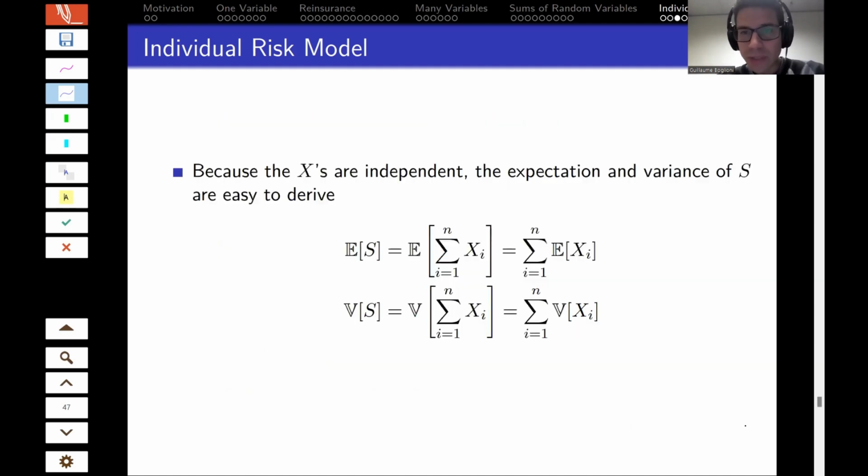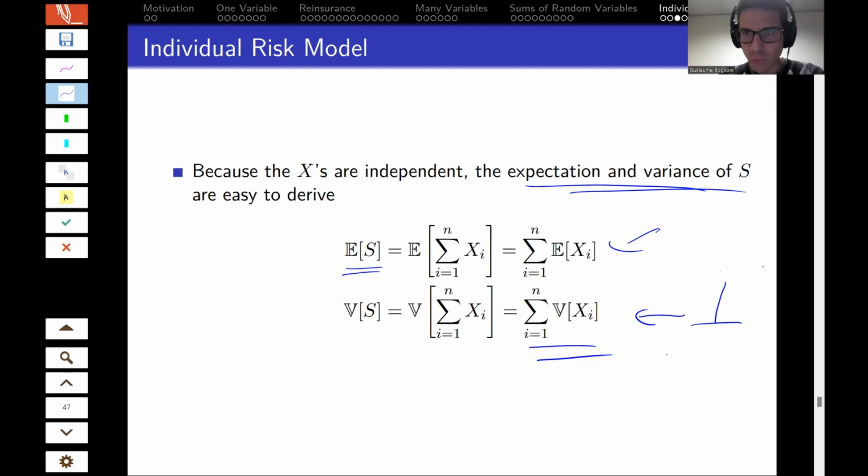Because of independence, it's very easy to get the expectation and variance of S, so I'm not going to spend any time on this. As you know, for the expectation of S, you don't even need independence. The expectation of a sum, independent or not, is the sum of the expectations, provided that the expectations are well defined, not infinite. For the variance, you do need the independence assumption. By the way, this perpendicular symbol is often used to denote independence. You need independence to say that the variance of a sum is the sum of the variances. In this model we make this assumption, so you can easily find the variance of S if you know the variance of individual contracts.